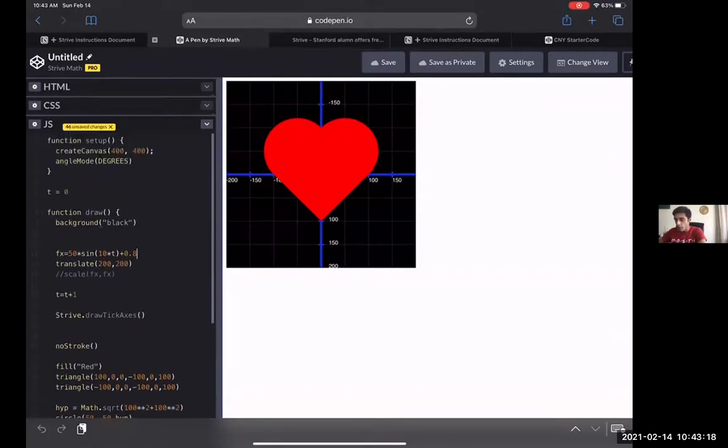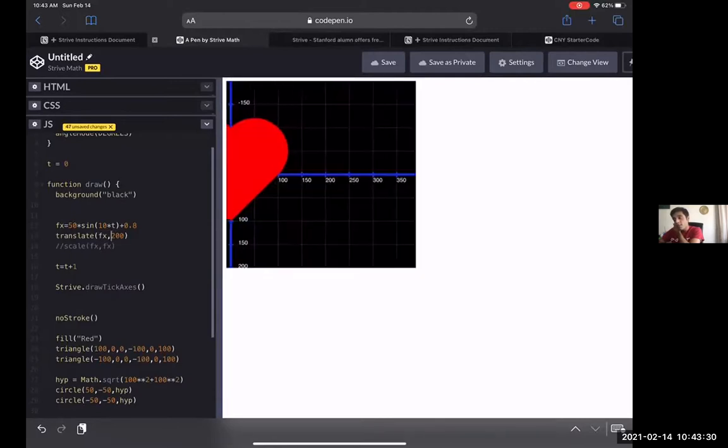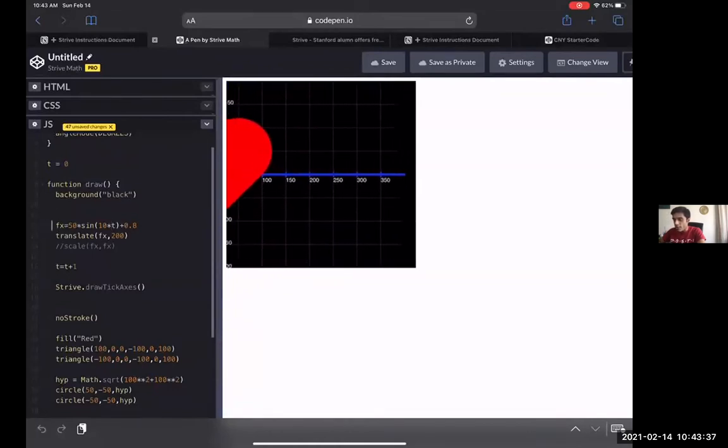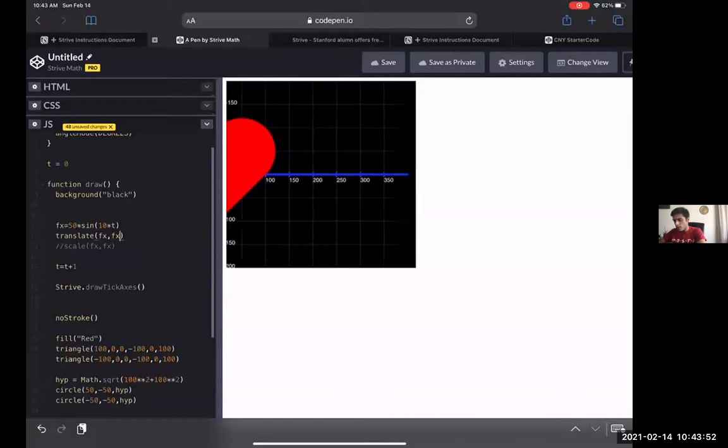I have my f of x over here, and then I have my translate function. What I can do is put f of x inside of translate, which means my screen will move f of x, right? Which is pretty darn cool. And then I will remove my 0.8 over here, so this will now move in the center. Okay, and then let's put f of x here as well.